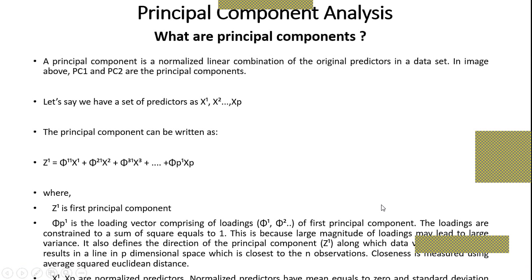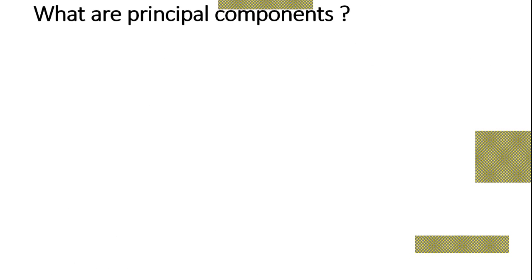This is because the large magnitude of loading may lead to a large variance. It also defines the direction of principal component, that is Z1, along which data varies the most. It results in a line in three-dimensional space which is closest to the n observations. Closeness is measured using the average squared Euclidean distance. X1 up to Xp are the normalized predictors. Normalized predictors have a mean equal to 0 and a standard deviation of 1.